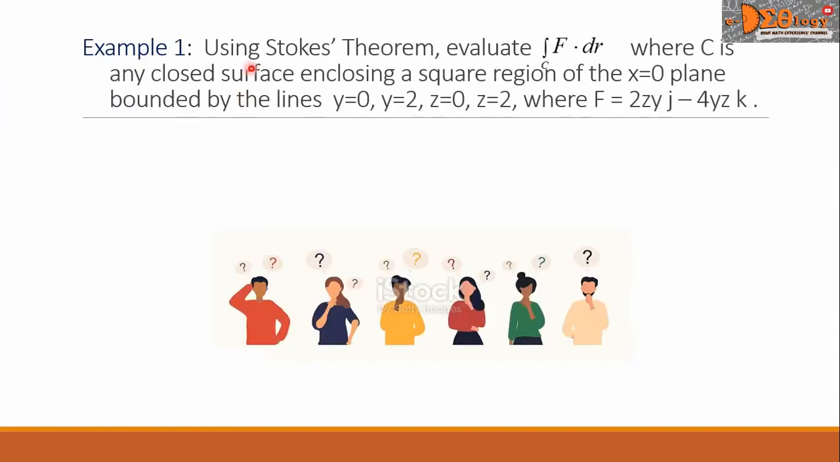Example 1. Using Stokes' theorem, evaluate the line integral of capital F dot dr, where capital C is any closed curve enclosing a square region of the x equals 0 plane, bounded by the lines y equals 0, y equals 2, z equals 0, z equals 2, where vector F is equal to 2zy j minus 4yz k.